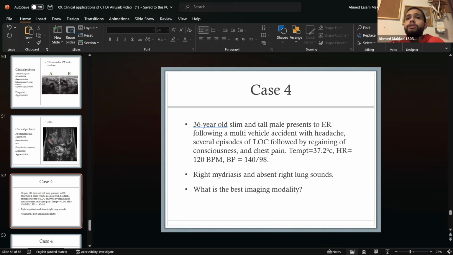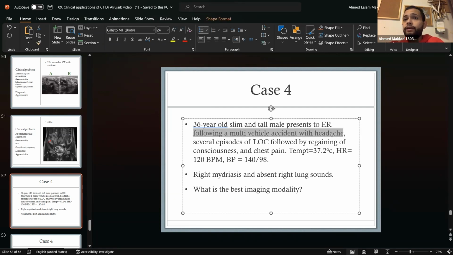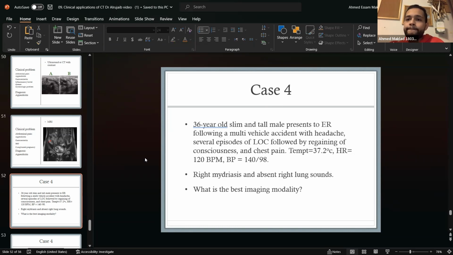Now, a 36-year-old slim and tall male presents to the ER following a multi-vehicle accident with headache. The patient has a headache with several episodes of loss of consciousness, followed by regaining of consciousness, and chest pain. Temperature is 37.2, heart rate is 120, and BP is 140/98. The patient has right mydriasis and absent right lung sounds. What is the best imaging modality?